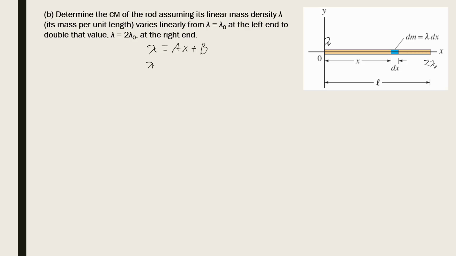So lambda of 0, which is going to be b, has got to equal lambda naught, so b is lambda naught, good.